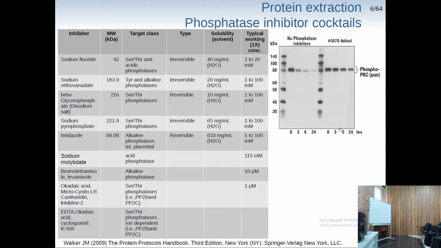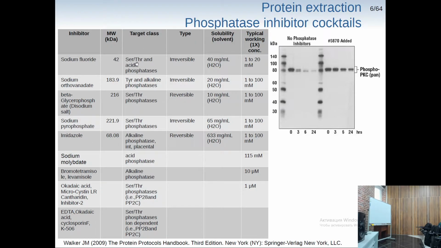Also, if you are working with proteoforms, the most common post-translational modification is phosphorylation. And there are kinases and phosphatases which can alter this post-translational modification. And we can use phosphatase inhibitors. Of course, they also come as a cocktail of different inhibitors because there are different families of those phosphatases.